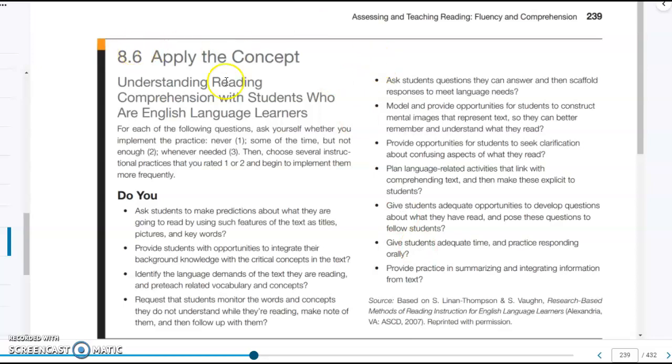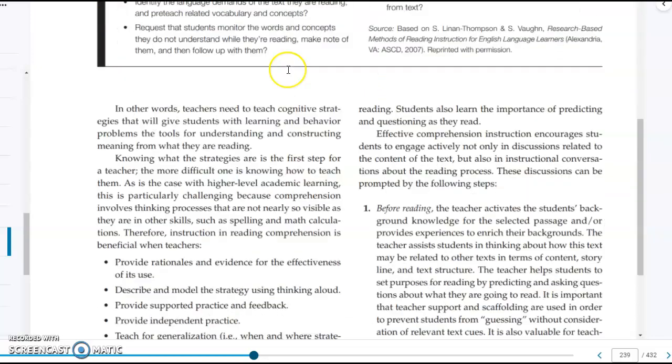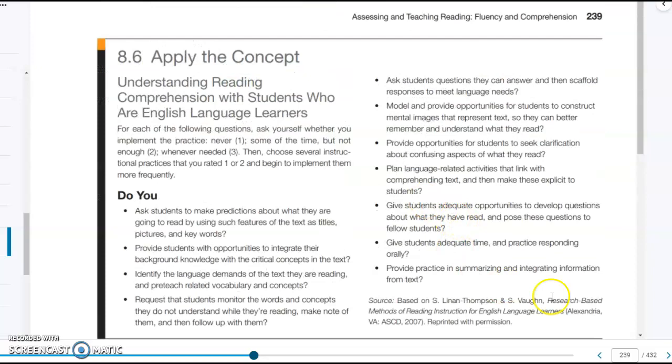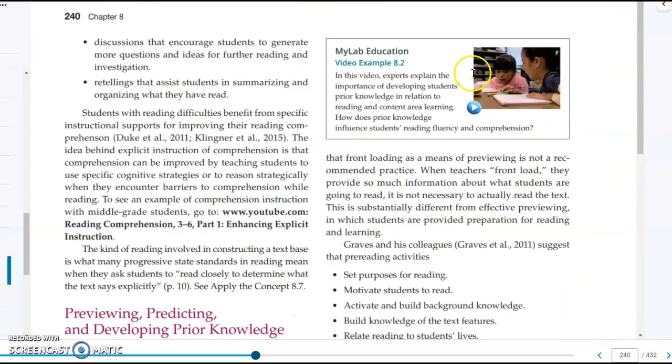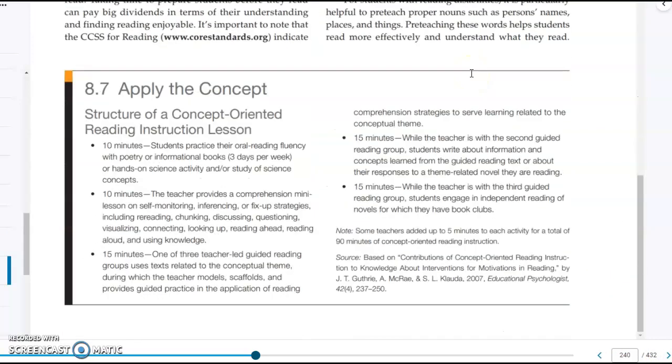So make sure you're checking out and actually looking at some of these apply-the-concepts sections in the textbook. I really do think there are some really great ideas in here, and I think that they can strengthen your reading instruction as you move into your own classrooms.